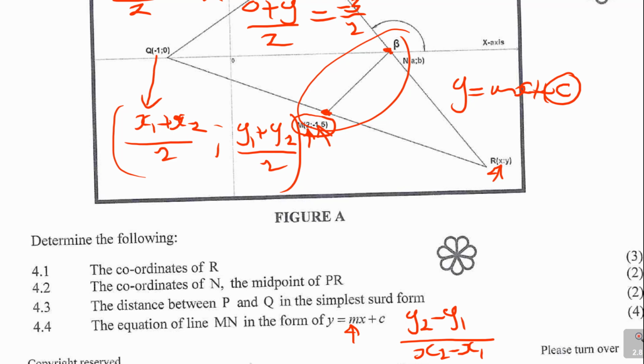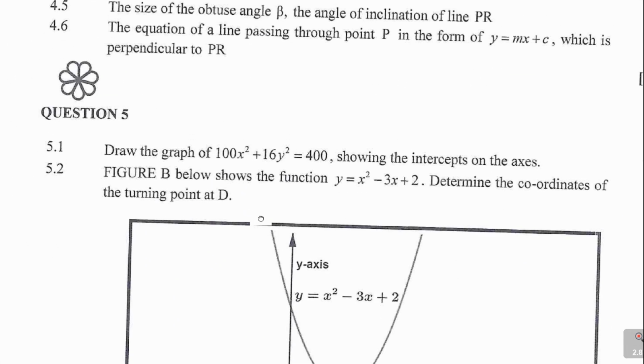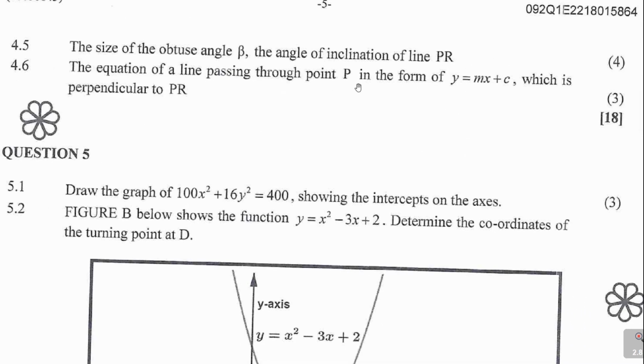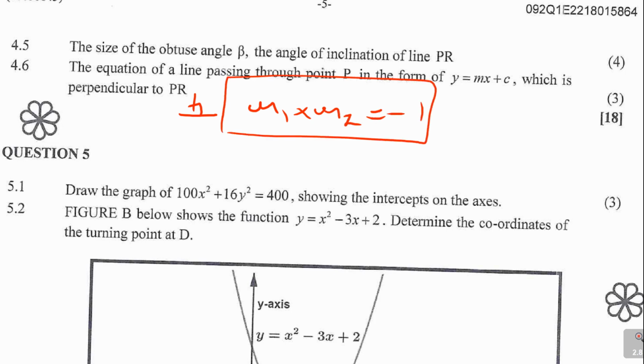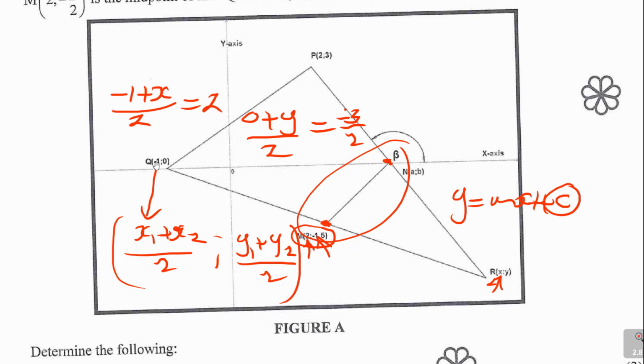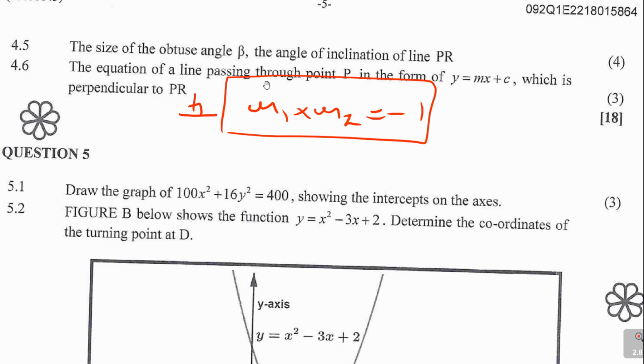By the way, moving on to the next one, it will be the question again that continues to say here the size of the obtuse angle of the inclination, I'll show you the formula for that, and then the equation of the line passing through P in the form of that, which is perpendicular. Now for perpendicular lines, you must know M1 times M2 is equal to -1. So you know the gradient of what? Of it says point P. So you know the gradient of this line. They have already given you, you have calculated the gradient of PQ. You calculate it. If you're not given, then from there you use that perpendicular formula to find that.